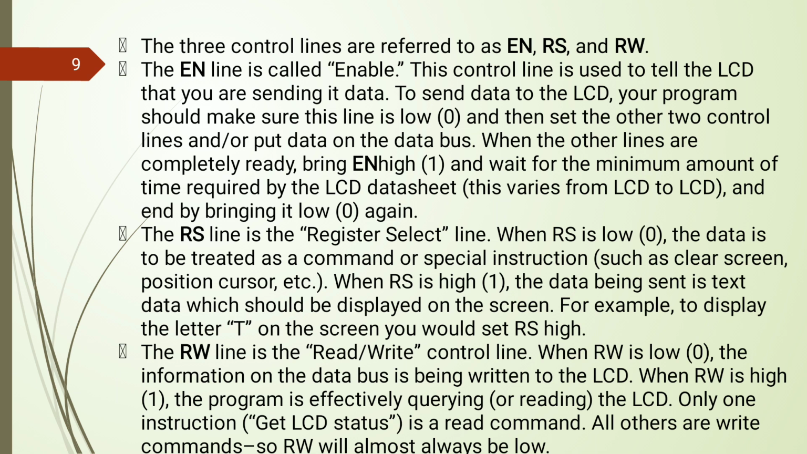And the next part is RW. Here, read write, that is when we read the contents from the LCD, in that case only we should make RW equal to 1. In most cases we are writing the contents, either commands or actual data to be displayed on the LCD. So generally we make the RW pin low, that is connected to the ground. So these are the control signals.